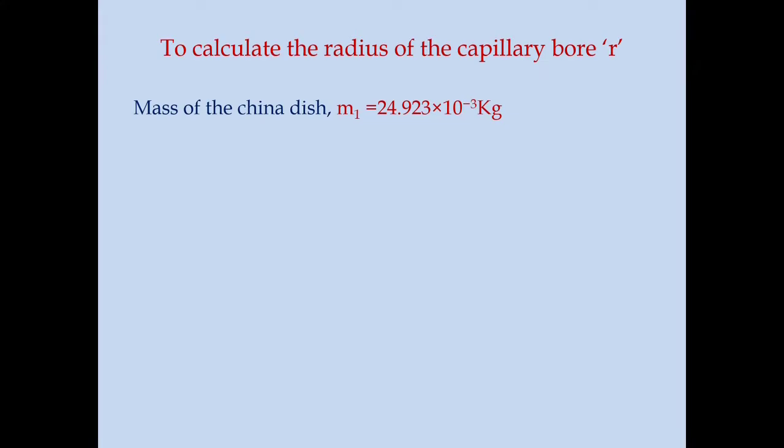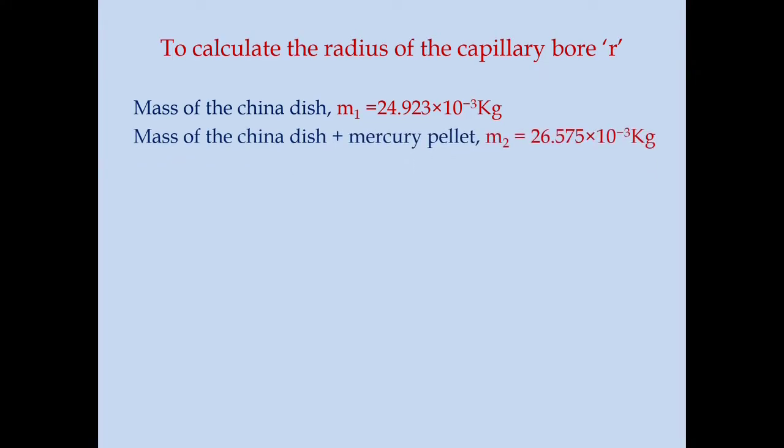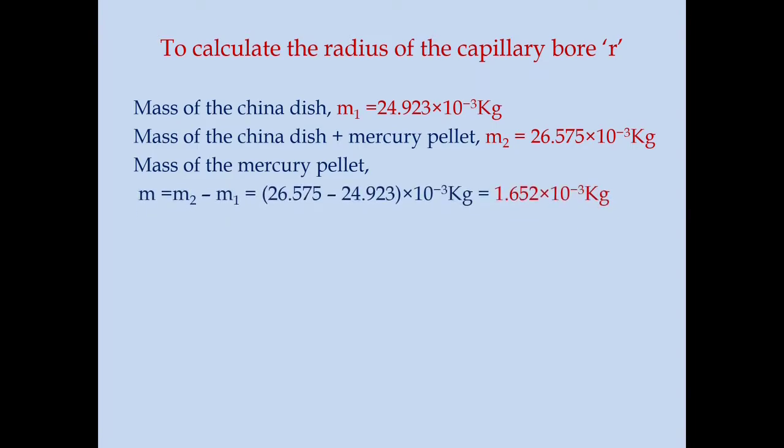Next, we need to find out the radius of the capillary bore of the capillary tube which we are using, by the mercury pellet method. For that, first we will weigh the mass of the empty china dish, which is taken as M1. Here it is 24.923 into 10 power minus 3 kilogram. Then we will weigh the mass of the china dish plus the mercury pellet, taken as M2, which is 26.575 into 10 power minus 3 kilogram.